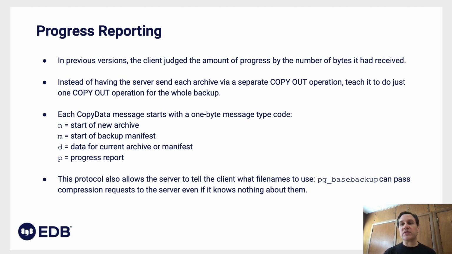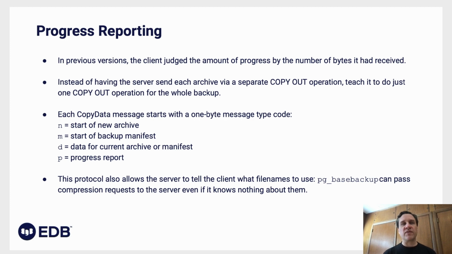But the way that it used to figure out how much of the backup had been completed is by looking at the number of data bytes that it had received. So at the beginning of the backup, it says, hey, how much data should I expect? And perhaps the server will say 3.8 gigabytes. Well, if the client has then received 1.9 gigabytes of data from the server, it will think that it's half done with the backup. But that completely breaks as soon as you introduce features like server-side compression or backup targets.